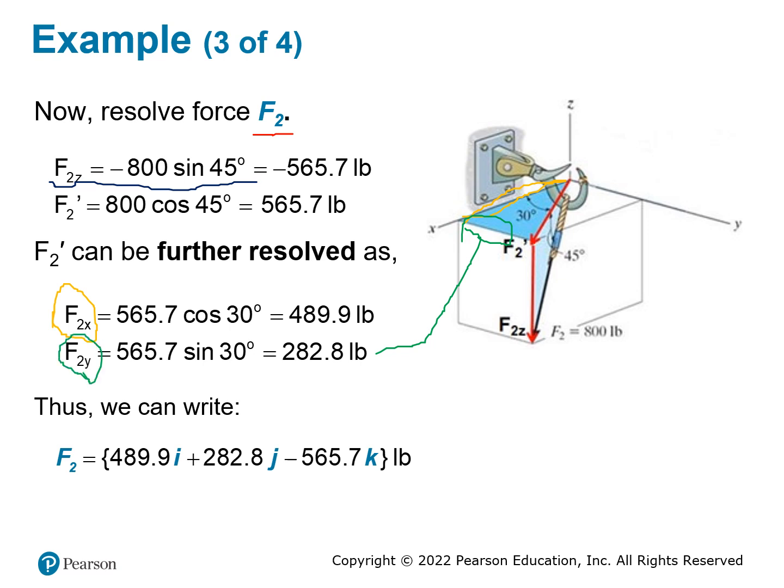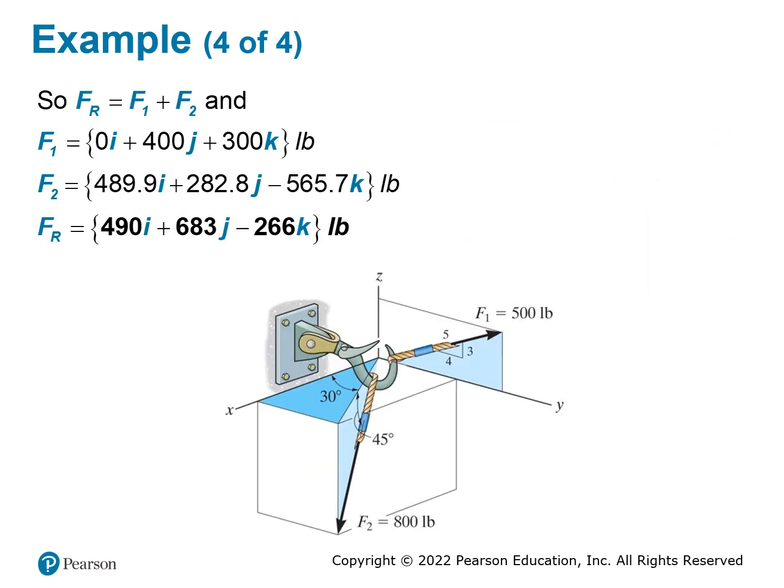Both are in the positive direction, so this is going to be positive direction, this is going to be positive direction, so they are all positive. And then you can represent F of 2 in this vector form. So now we have F1, F2, they are all in the vector form. We sum the components at the same unit, or sum at the same direction, and you got this final vector F of R as the final resultant force.